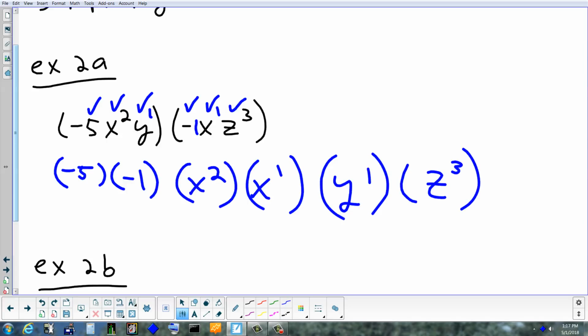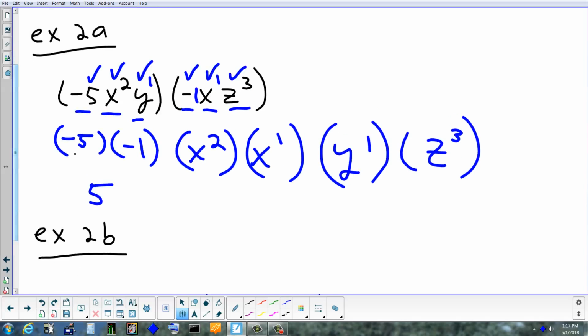There's nothing else. So all we've done is we took these six things and rearranged them so the like terms are next to each other. Now we do it out. What's -5 times -1? 5. X squared times x is x to the third. Keep the base the same, add the exponents. Is there anything to combine with y? No, there's a single y all by itself, just y to the first. You can put y to the first if you want, or just leave y.